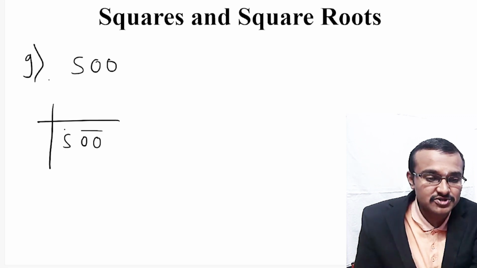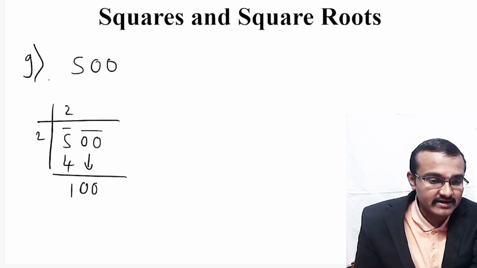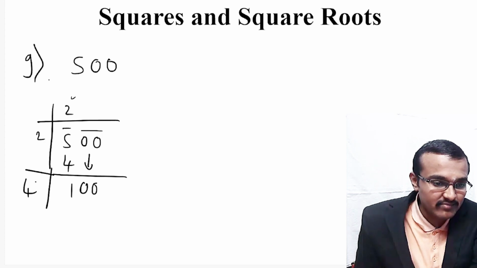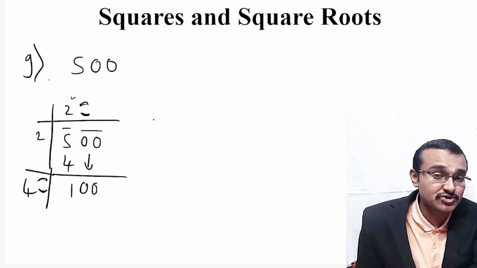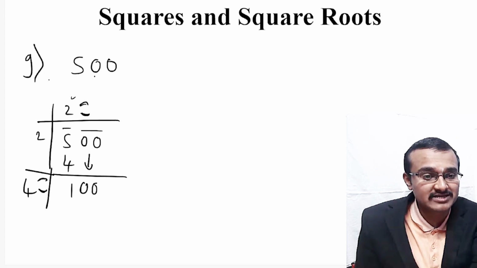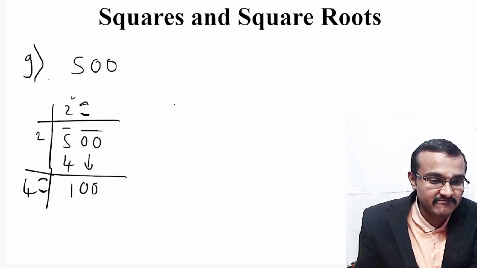So in this 500, 0, 0 will be one group, 5 will be one group. Nearest perfect square less than 5 is 4. So 2 2s are 4. So 5 minus 4 is 1. Take zeros downside. So it will be 100. So twice of 2 will be 4. So now you should put one number here, so that when you multiply that particular number over here, it should actually be less than 100, not more than 100, because here you should actually subtract those many students from this 500. So that will actually give you how many students are left out.